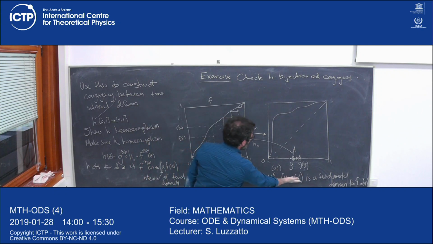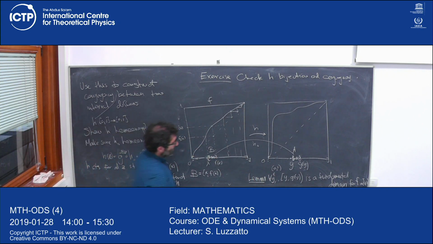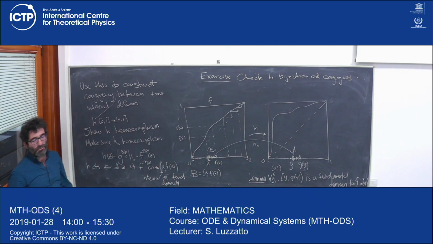And then the argument to show that H minus 1 is continuous everywhere is completely symmetric, because this definition works exactly the same when this operates. So you show that H is continuous at every point, H minus 1 is continuous at every point, and you get the topological conjugacy.